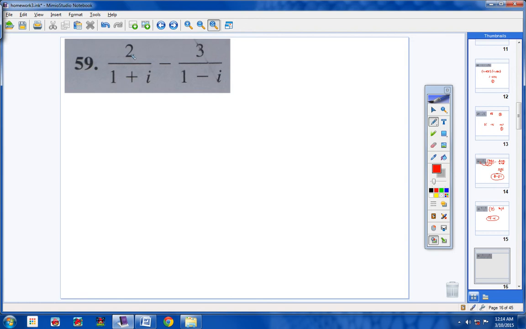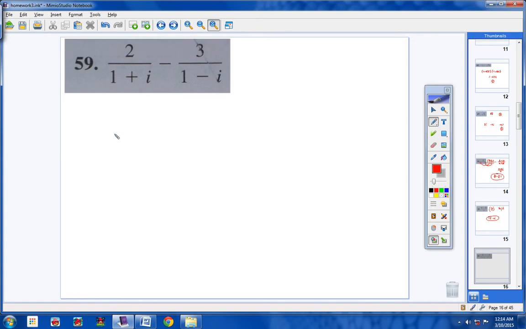Now, students, notice here that we do not have common denominators. Okay, we do not. So there's a couple of different ways to do this. You can find a common denominator for the two fractions to put them together, or you can quickly simplify each fraction, which is the route I'm going to go, and then combine them.